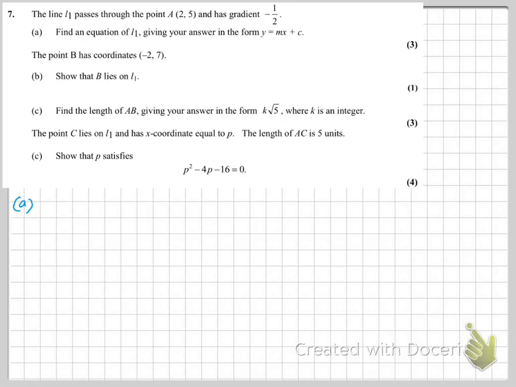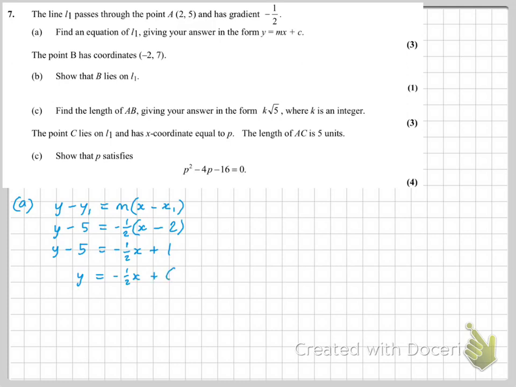For question 7, you're given a point and a gradient. So as with the previous question, we need to use the tool y minus y1 equals m, x minus x1. Substitute in and simplify. And we get our result, y equals minus a half x plus 6.